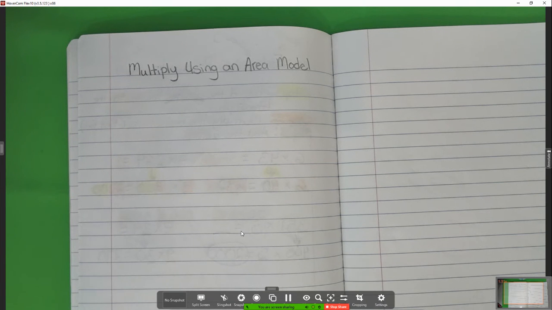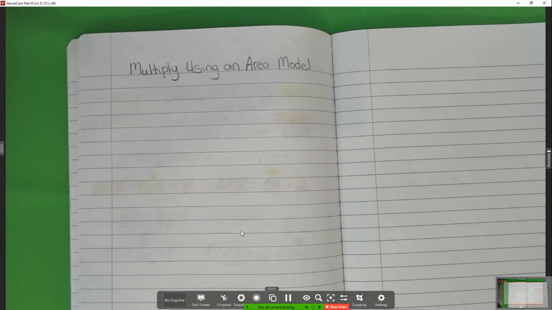So multiply using an area model. Now there's going to be 3 steps we're going to write down. Now once this video's up, you can always pause. So if you don't get all the notes now, go back to this video once I post it into our shared Google Drive, and then go back and write down the notes. You can always do that by pausing the video.